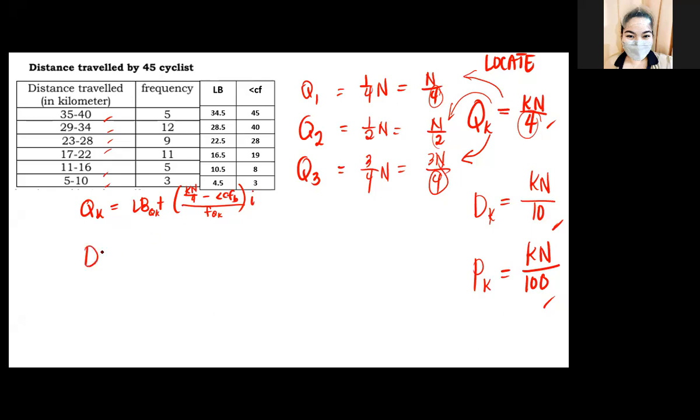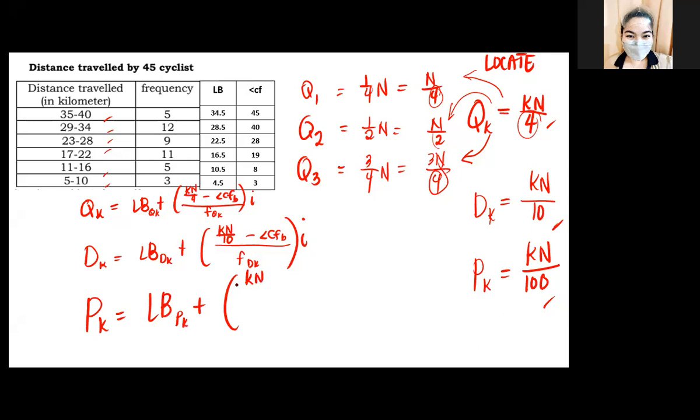And the same goes for the decile. So that's D sub k equals the lower boundary of the decile class plus k times n divided by 10 minus the cumulative frequency below divided by the frequency of the decile class. And for the percentile, it's the same. They are all similar. That's the lower boundary of the percentile class plus k times n, only this one is divided by 100, minus the cumulative frequency below divided by the frequency of the percentile class.